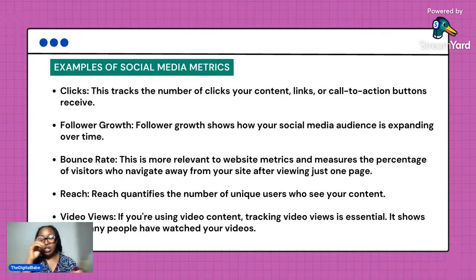This is very interesting. Somebody can go to your website, scroll through the first page, and then just exit. They are a bounced audience, so they didn't really interact with your website at all. They just came through, took a few glances, and left. That's what bounce rate is about. And then reach, which is the number of people that see your content. And of course, I'm sure you already know what video views are: the number of people that come across and view your videos.